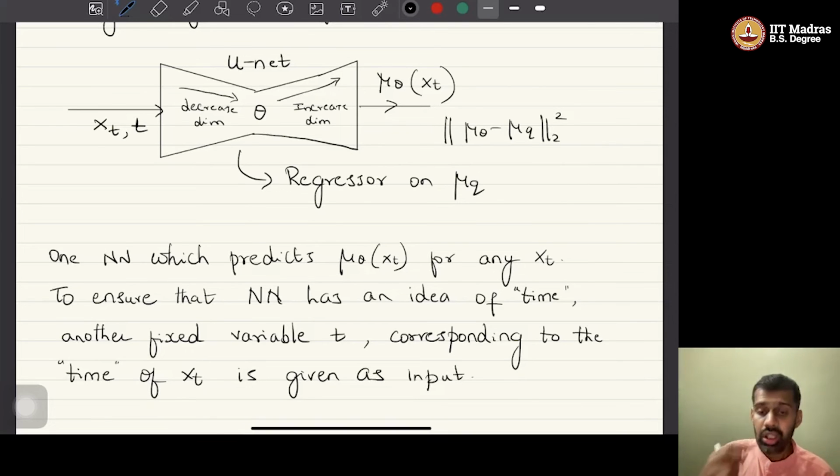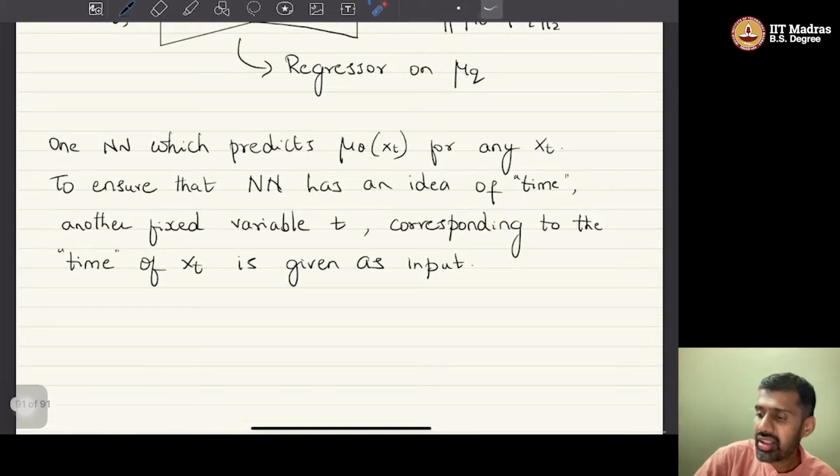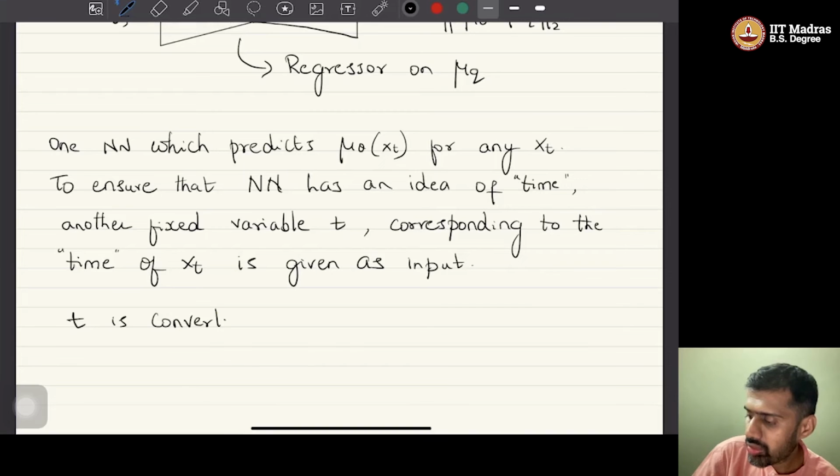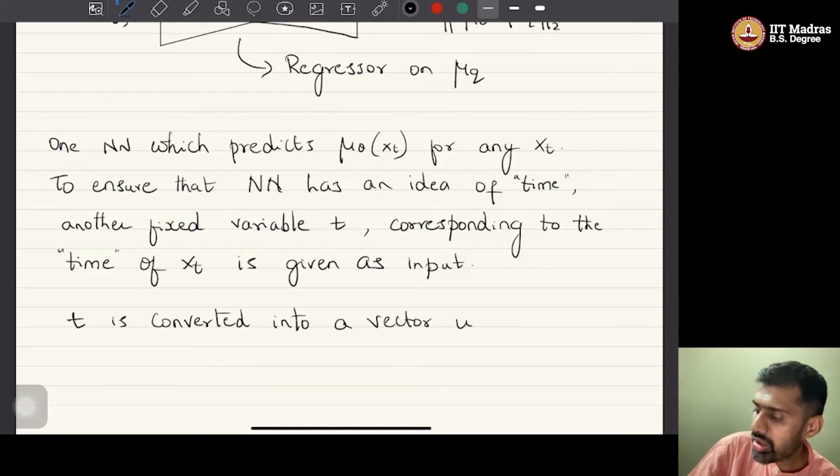Okay. Now t, as I said, the time variable, is a scalar, and xt is a very high dimensional vector which is in d dimensions. How is t, a scalar, given as an input in addition to xt? So the typical way that is done is that t is converted into a vector using sinusoidal positional embeddings.